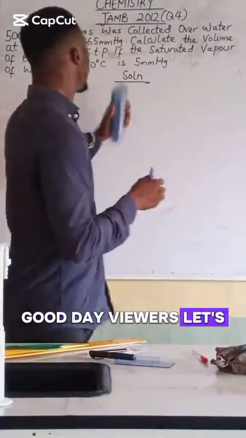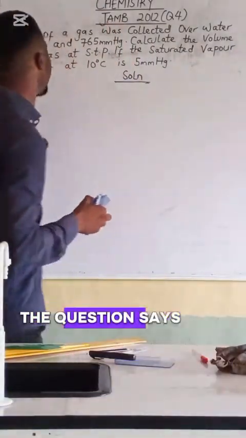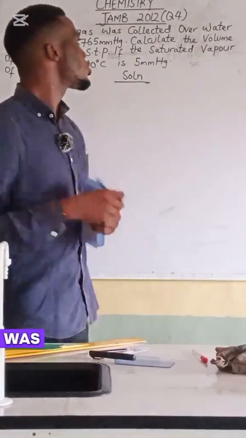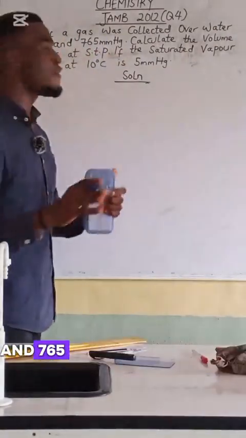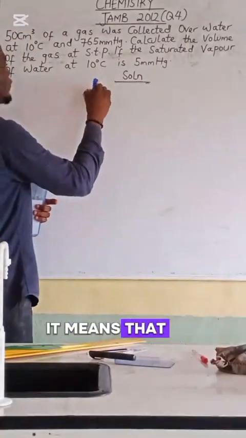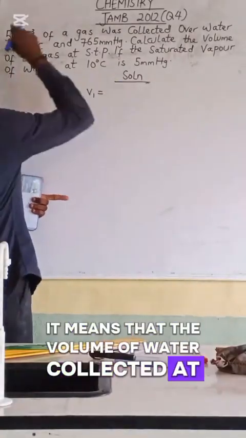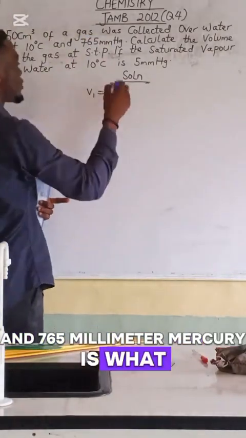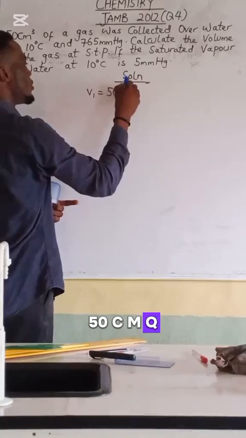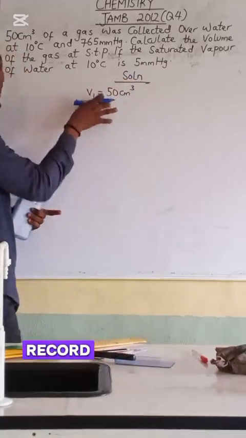Good day, viewers. Let's solve this question very quickly. The question says that 50 cm³ of the gas was collected over water at 10 degrees Celsius and 765 mmHg. So the volume of gas collected at 10 degrees Celsius and 765 mmHg is 50 cm³. We record that as our V1.